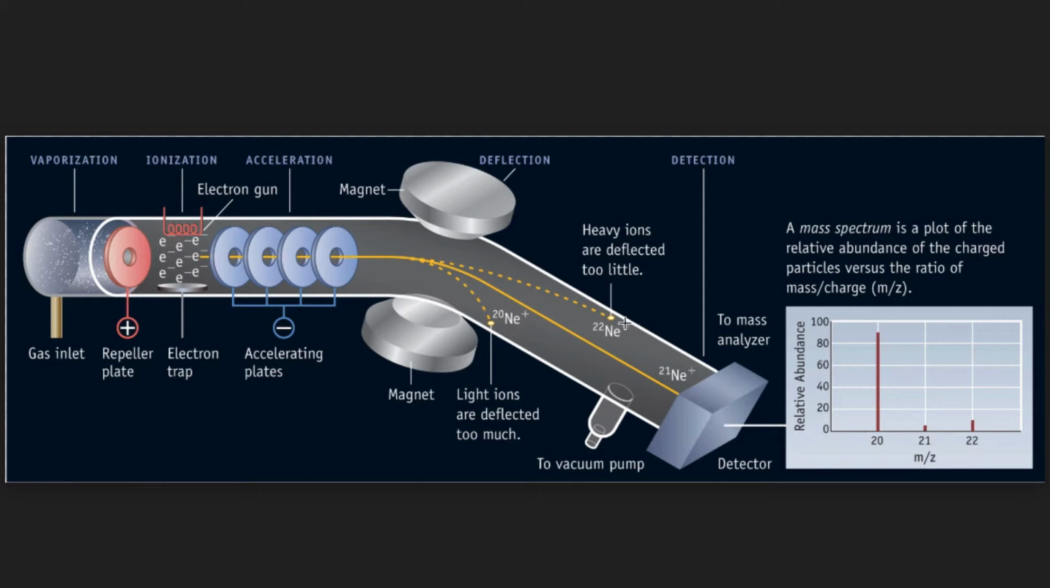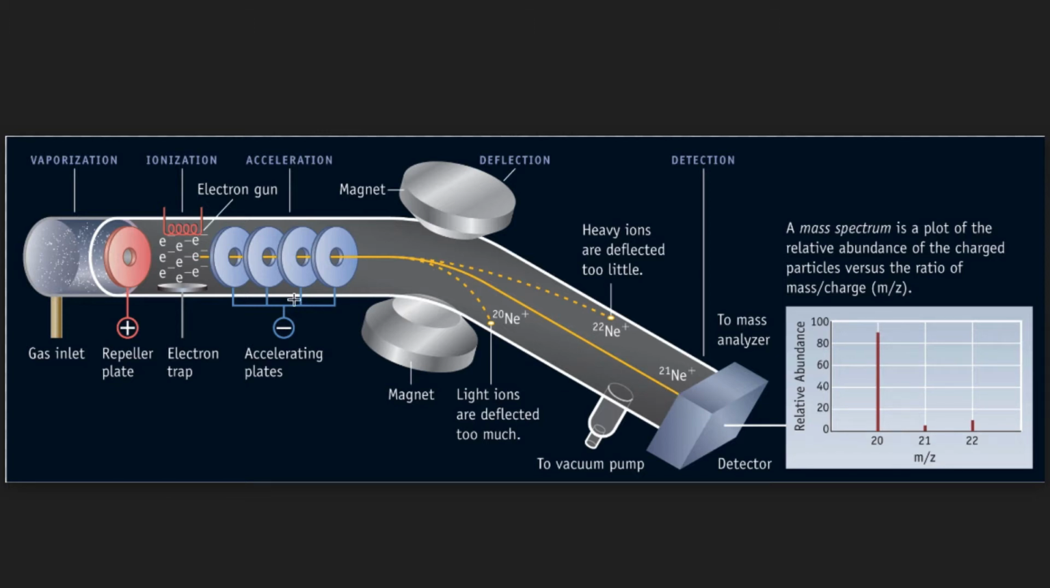And then vice versa, if we wanted to go looking for neon 22, we dial up the strength of the magnet if we're looking for heavy particles, because we really need to force them to make that corner. But when we do dial up that strength, we will necessarily cause neon 21 and neon 20 to both collide into the side, and we'll only be looking for neon 22.